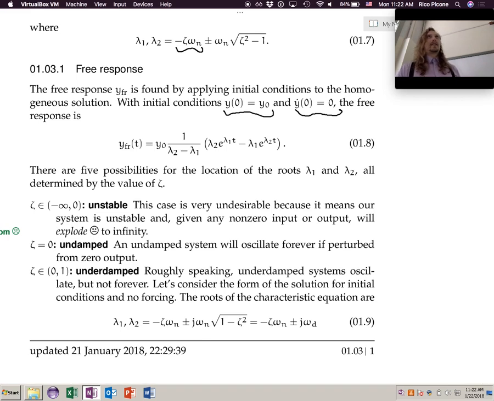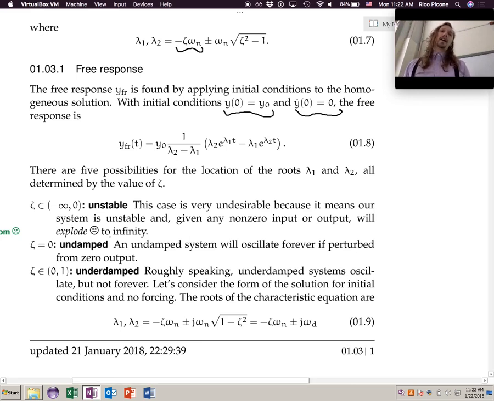Say that again. If it's between -1 and 0, it'd also be imaginary. Yes, that is correct. And that response looks like an oscillating but increasing exponential.